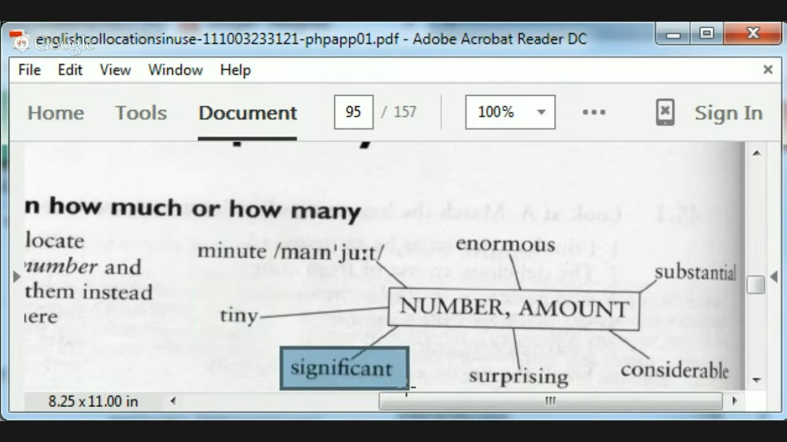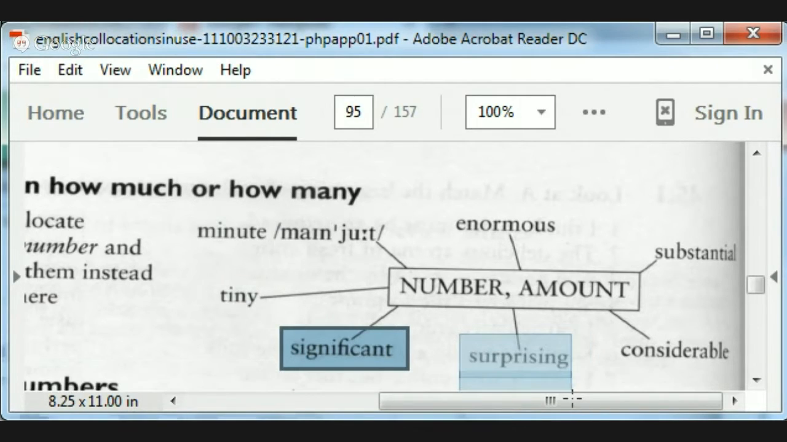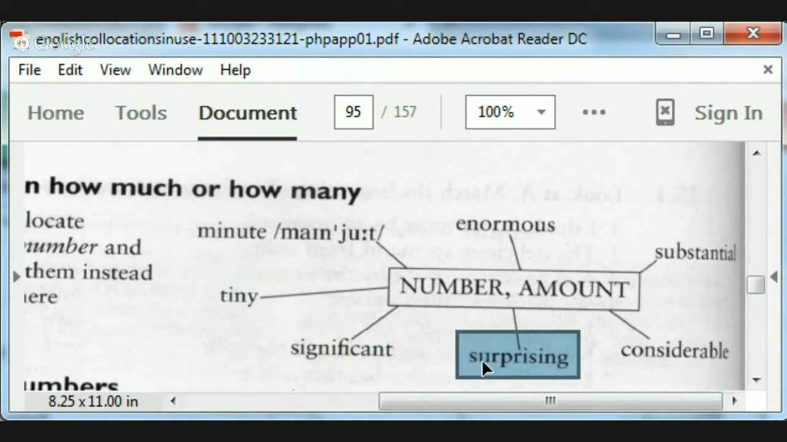Significant number or significant amount. Okay, meaning an important number or an amount of something. A surprising amount. An amount or a surprising number. A surprising number of people like to eat tree bark. Okay, I just made that up, but that obviously would be a surprising number.